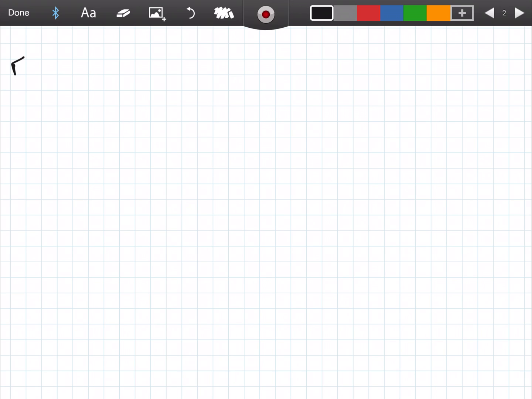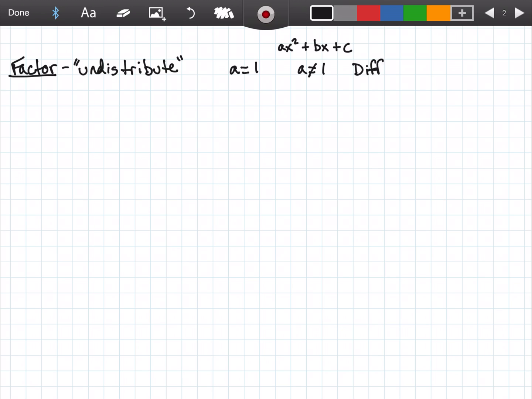So first, let's talk about factoring. The thing about factoring, remember, is all we're doing is basically undistributing something. So I'm taking a trinomial and I'm going to see what two binomials it came from through distribution. We have 3 different kinds of factoring, or 3 different cases. There's when a equals 1, remember our little standard form, ax squared plus bx plus c? We have a does not equal 1, and then we have a difference of squares.